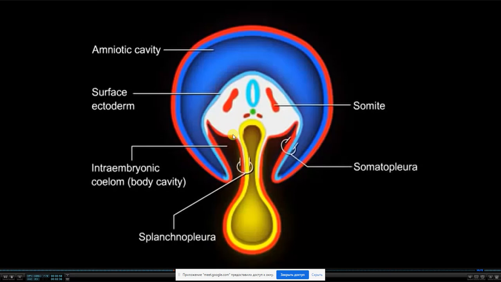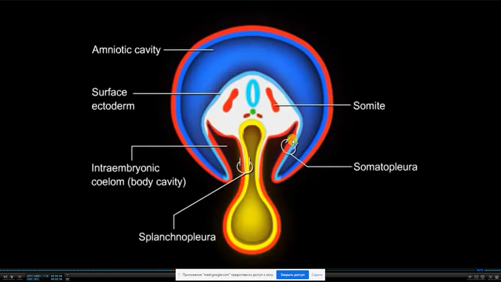Now the mesoderm, which is presently known as lateral plate mesoderm, the most lateral portion of mesoderm, forms two structures. The mesoderm near the ectoderm is known as somatopleura, and the portion of mesoderm near the yolk sac is known as splanchnopleura. In between these two structures we have this cavity, the intraembryonic coelom. It forms all three cavities that we have in our body: the pleural cavity, pericardial cavity, and peritoneal cavity are formed from this intraembryonic coelom.